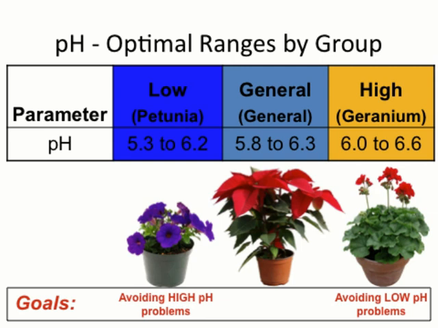The next group of plants is the general group. These plants typically grow better at a pH range of 5.8 to 6.3. These plants are less likely to develop nutritional problems due to low or high pH. Finally, the last type is the high pH group, sometimes referred to as the geranium group. These plants are prone to developing micronutrient toxicity symptoms if the pH drifts too low. Therefore, the optimal range of growth is between 6.0 and 6.6 to prevent this from occurring.